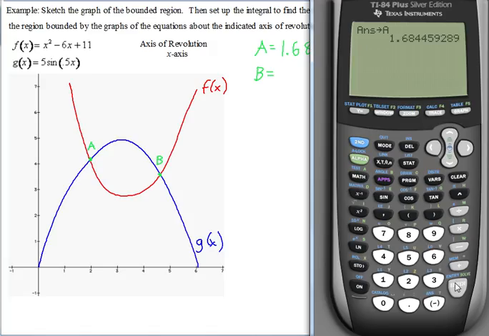And then let's find the other point of intersection. So again, second calc, number 5, intersect. First curve y1, second curve y2. This time, guess over here. So move the cursor over there or type it in. Enter. And B is 4.419.